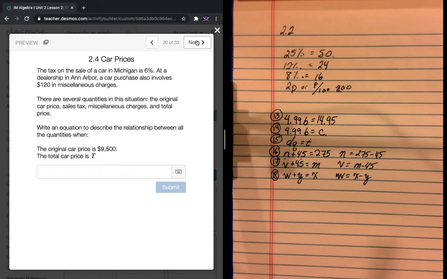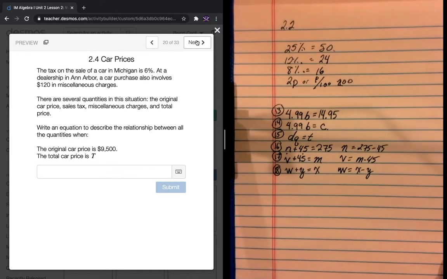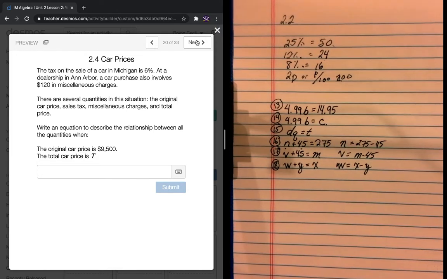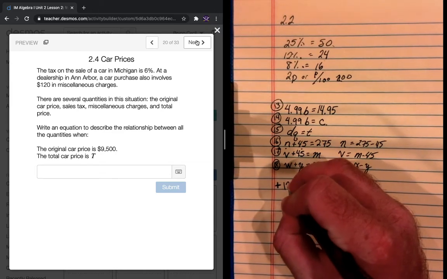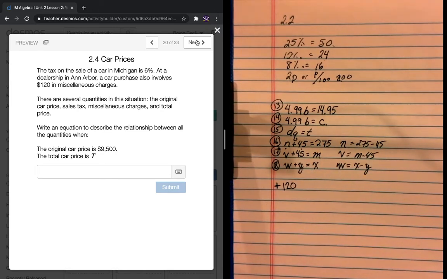Now, let's get into our car prices. So a tax on a sale car in Michigan is 6%. A dealership in Ann Arbor involves a miscellaneous charge of 120. Okay, so what we need to know is a charge. What am I going to do with that charge? I'm going to add, subtract, multiply, divide. So we know at some point we're going to be adding 120, yeah? And we know that we've got the original car price.